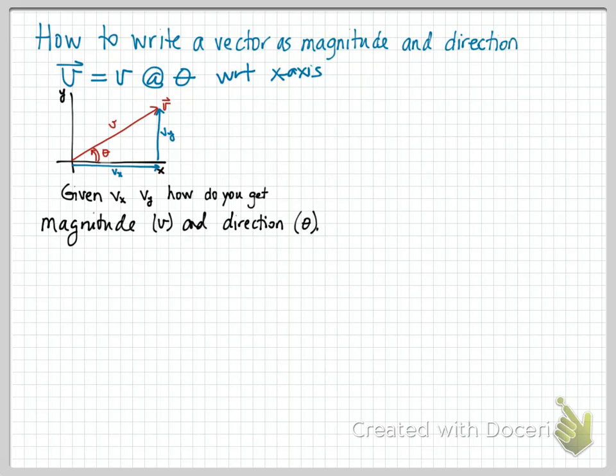You can use the Pythagorean theorem to figure out the magnitude. Remember the Pythagorean theorem? Usually you draw a triangle and you label the sides A, B, and C, and usually C is the long side. So A, B, and C, and then the Pythagorean theorem says that A squared plus B squared equals C squared. You can do exactly the same thing.